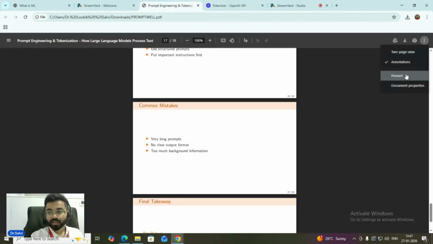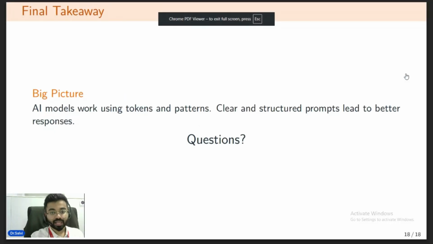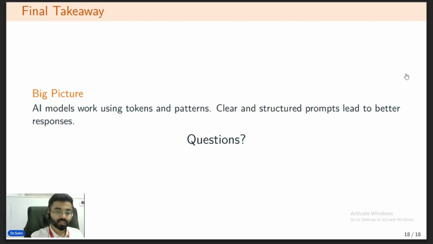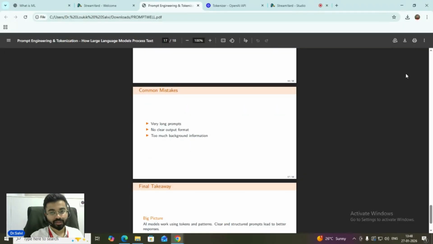So with that, we have reached the end of this session. And the final takeaway, as I said, should be that we should be able to prompt well, it should be like a conversation, and we have to be patient enough to get a positive and optimized output from the generative AI platforms that we have.